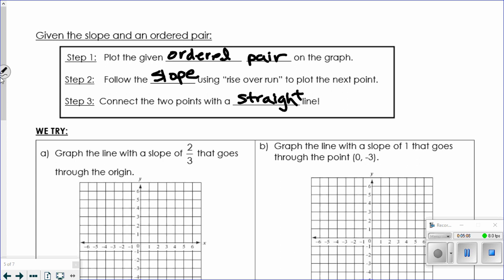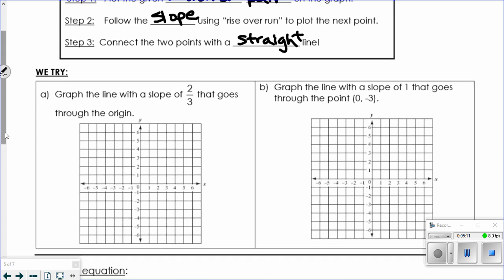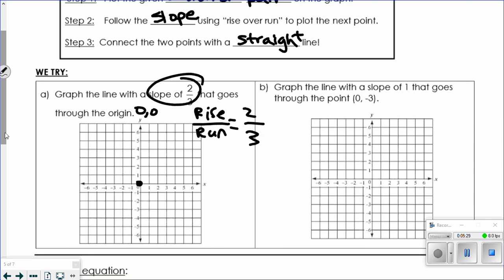So here's A. It says graph the line with the slope of 2/3 that goes through the origin. Well, I know the origin is 0, 0. So I'm going to start at 0, 0. And then my rise is what? And my run is what? Well, I follow the slope. That's where I find the rise over run. So my rise is 2, and my run is 3. Starting at the origin, I'm going to rise 2 and run 3. So if you couldn't follow that, that was rise 1, 2, run 1, 2, 3. Okay? And I can connect my 2 points.